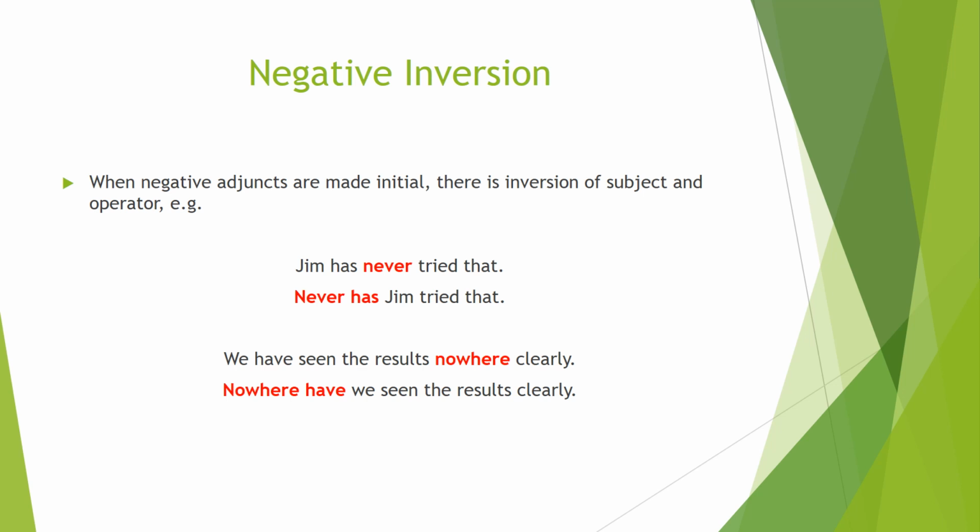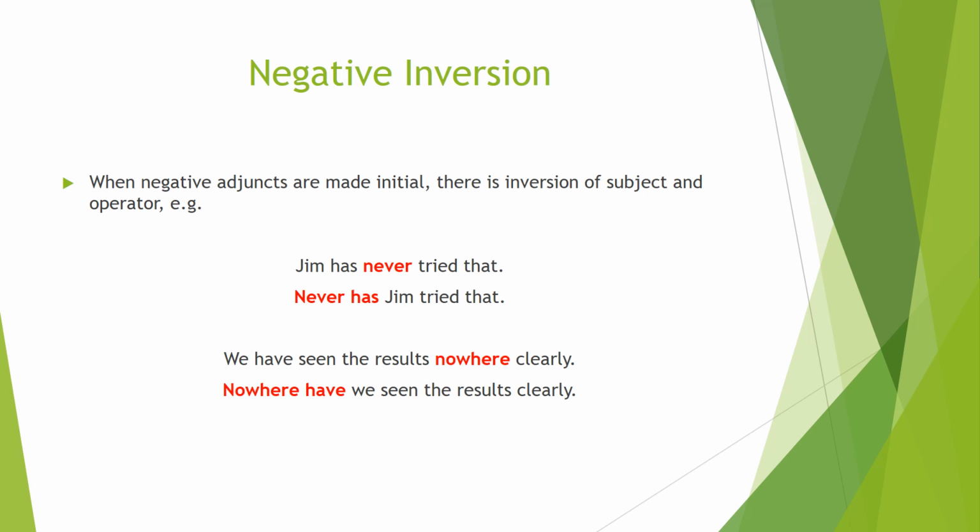When negative agents are made initial, what does this mean? It means that the negative forms that you are using to negate your sentence, when they are put at the beginning of the sentence, what will happen? There is inversion of subject and operator. What does this mean? It means that the operator will be placed before the subject because of the effect of this initial positioning of the negative agent.